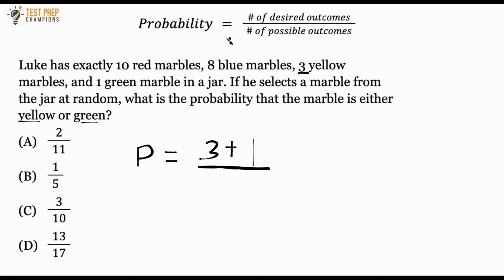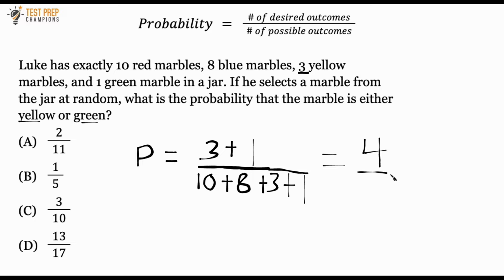Now what about the number of possible outcomes? Well, to get the number of possible outcomes, all I'm going to do is just add up all of the marbles in the jar. So in other words, I'm going to do 10 plus 8 plus 3 plus 1. So let me do the math here. So 3 plus 1 is 4. 10 plus 8 plus 3 plus 1 is 22.